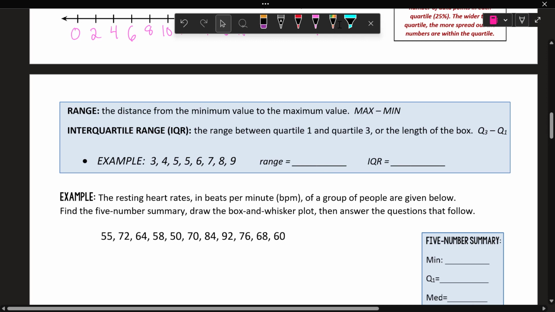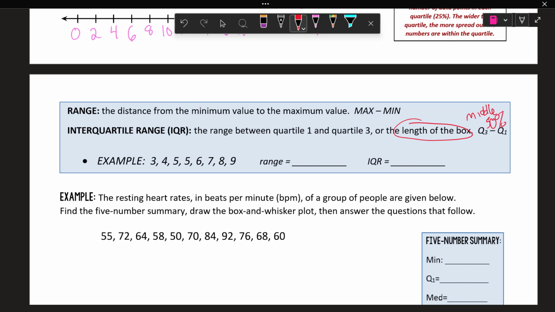Now something else we need to know, range. Our range is just the maximum value minus the minimum, just to see how wide our numbers are. And our interquartile range is Q3 minus Q1. It's the length of the box, and this gives us the middle 50% of our data. So we can kind of say, hey, that's about the middle. That's the normal part. So in this example, the range is just 9 minus 3, or 6.